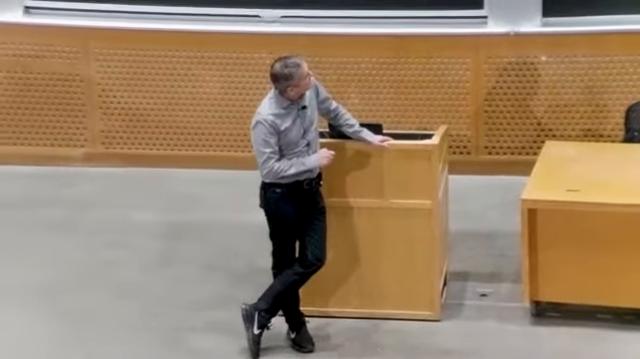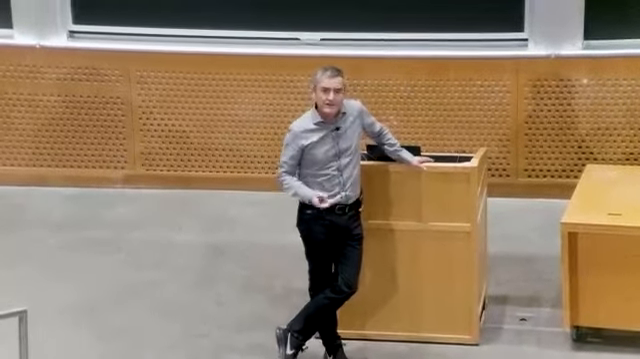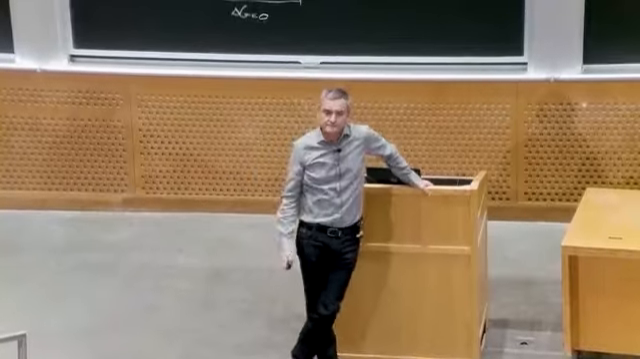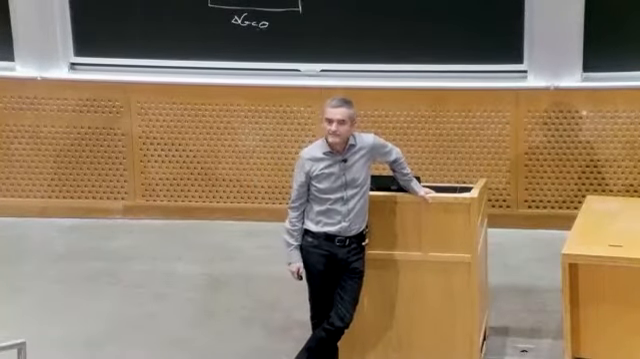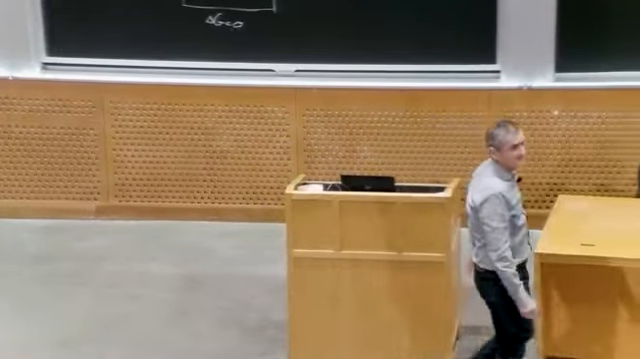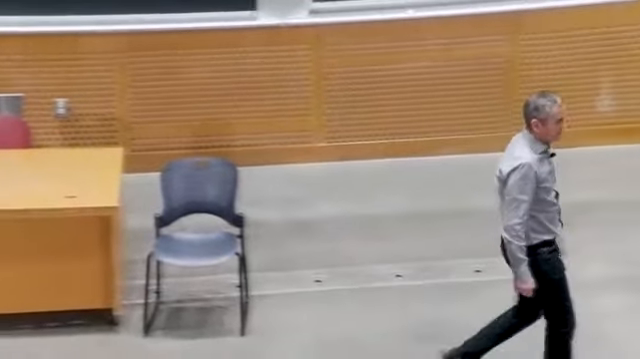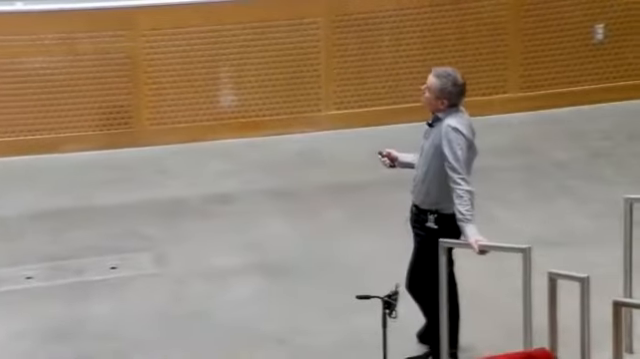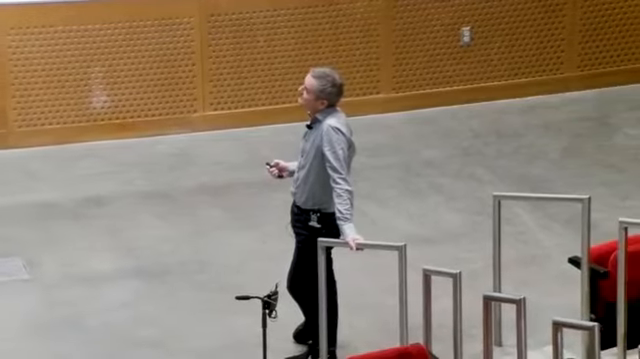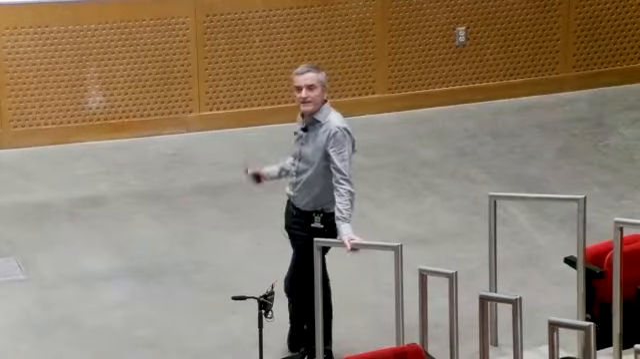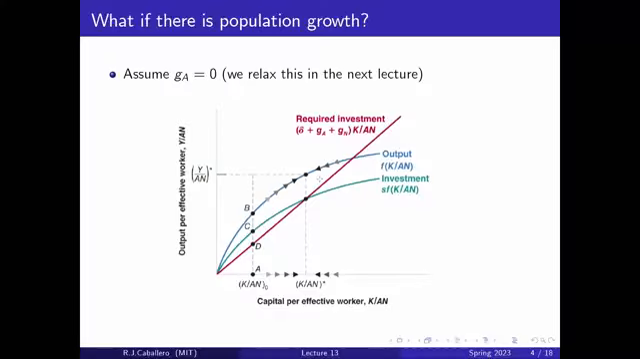Suppose that we are at some steady state, say this one, and now population growth rises. Okay? It sounds like Ireland in the 2000s and so on. So population growth rises a lot. What happens in this diagram? So suppose we're at the steady state here, no?